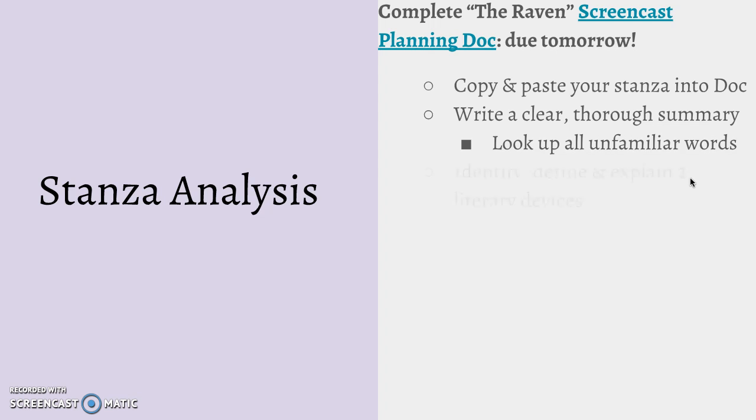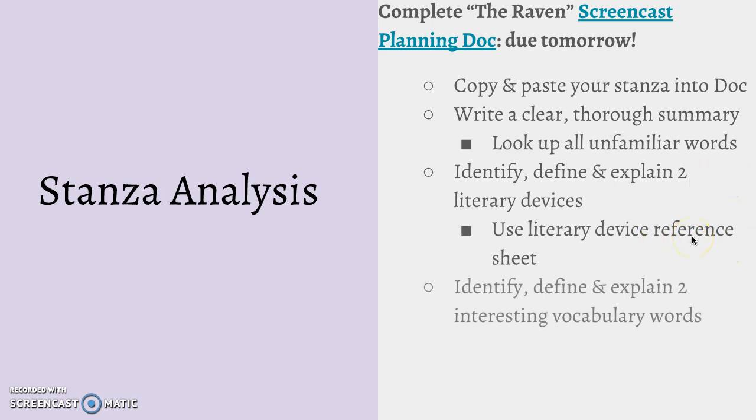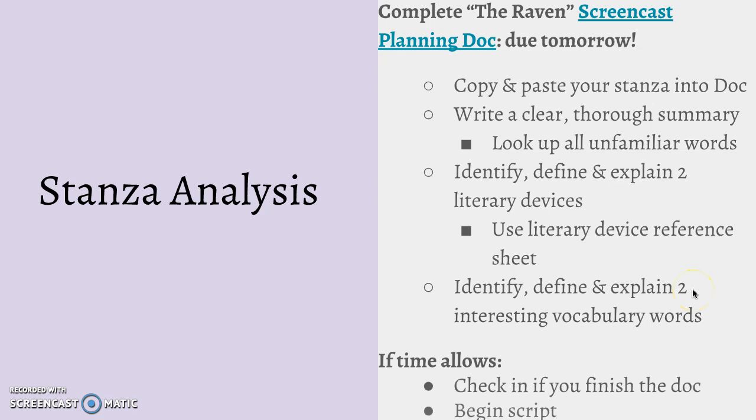This is helping them get ready for that vocabulary step. They then identify, define and explain 2 literary devices. So they're reminded to use that worksheet that they created the day before. So they have that reference sheet, they're reminded to use it, and then they choose 2 of the words that they found to be unfamiliar or 2 other impactful or interesting words, and they need to define and explain them as well. So if time allows, they can check in with me and start working on a script. Typically that doesn't happen on day 2.